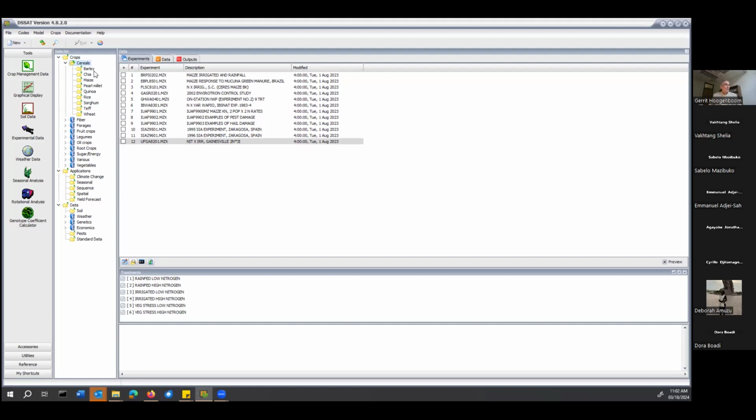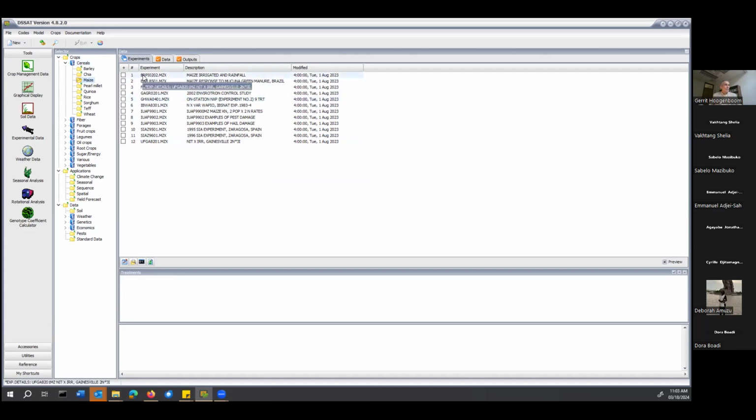So we have barley, which is probably not very commonly grown in West Africa. We have chia, maize is commonly grown in the area. We have pearl millet, sorghum, rice, teff. I don't think you have teff, it's mainly Ethiopia, and we have wheat. When we click on maize, you see now here on the right a list of experiments. These are all experiments that have been conducted under real conditions in different parts of the globe.